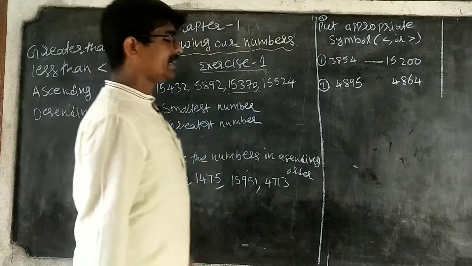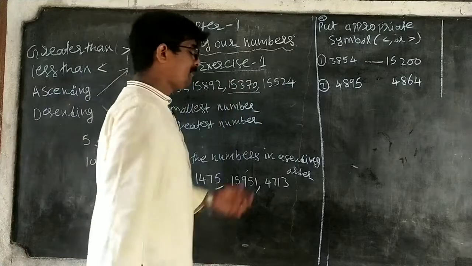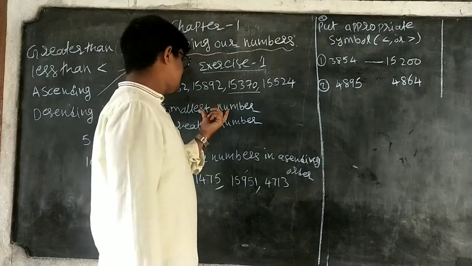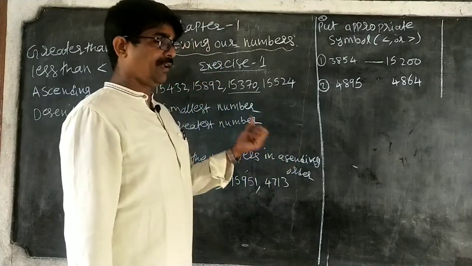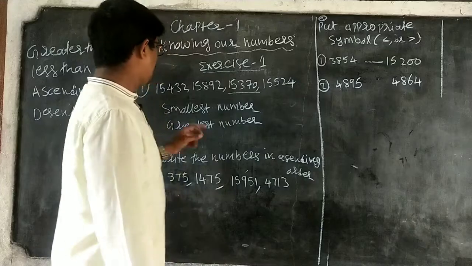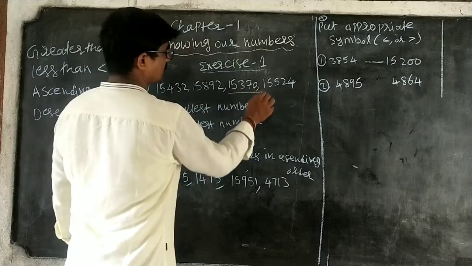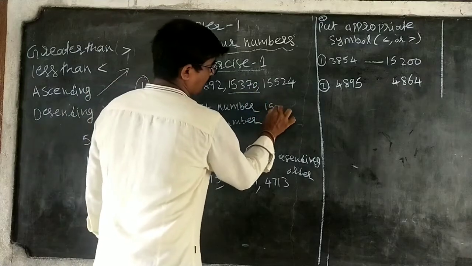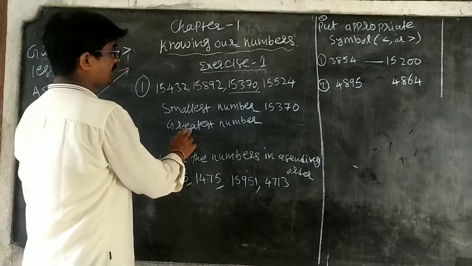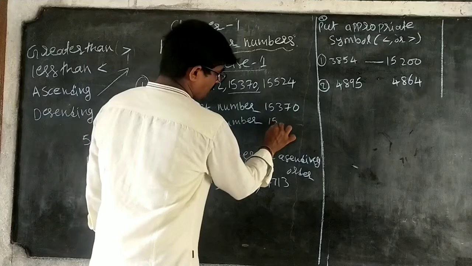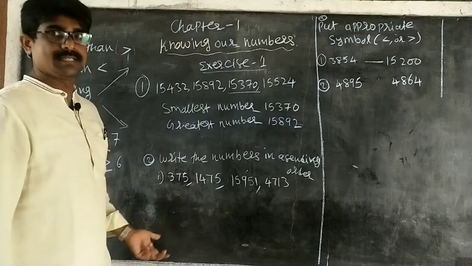1. In this Exercise 1, we have the first problem. We have to write the smallest number and the greatest number. Observe here, 15,370. This is the smallest number. Next, the greatest number. Here, 15,892. This is the greatest number.